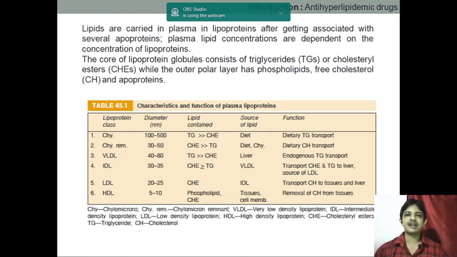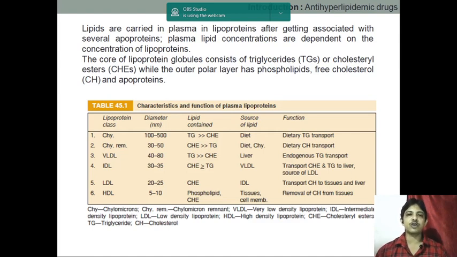Now, lipids are carried in the plasma in lipoproteins after getting associated with several apoproteins. So here, lipoproteins bind to these apoproteins, and then they are carried in the plasma. Plasma lipid concentration depends on the concentration of the lipoprotein, because, as we have told, the lipids are going to associate with the lipoproteins.